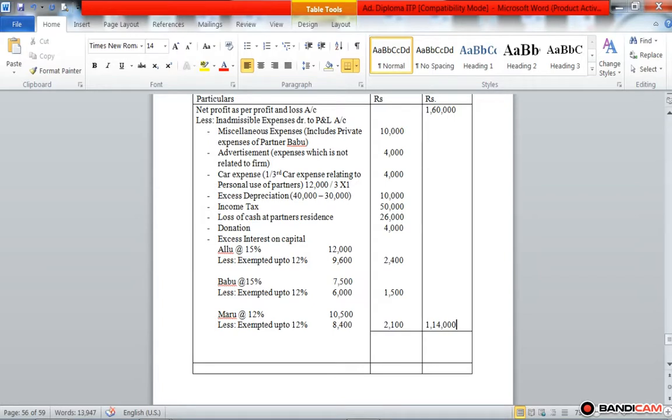So add this 1,14,000 in net profit of the firm. So add 1,60,000 plus 1,14,000, that is 2,74,000. So 2,74,000 is the total.